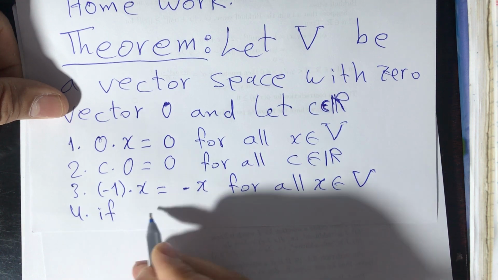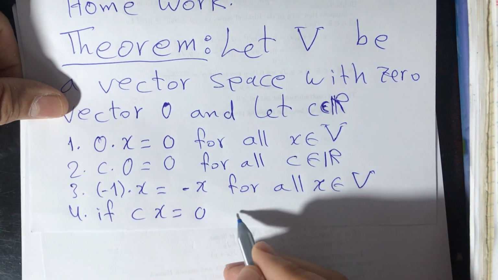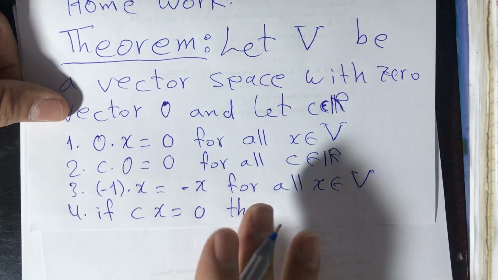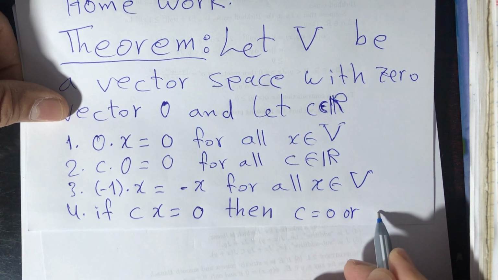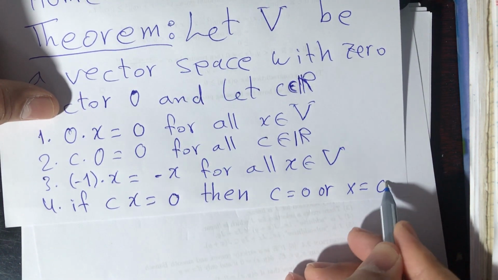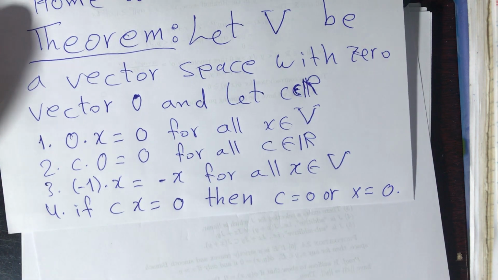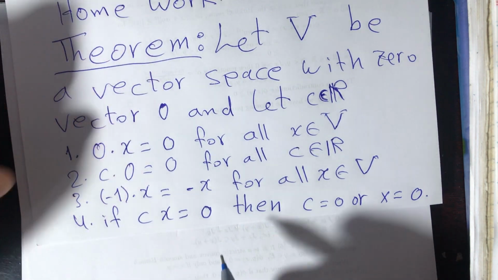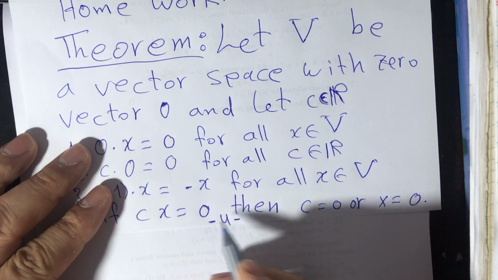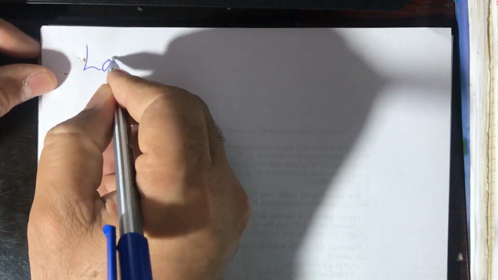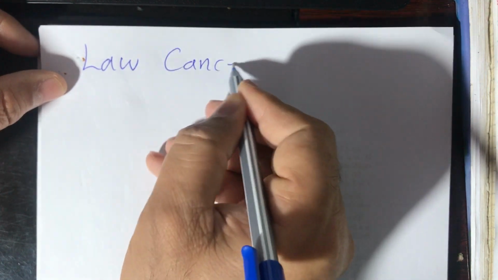Number 4, if cx is equal to 0, then c equals 0 or x equals 0. This is without proof. It's page number 3, this is page number 4. We take now the cancellation law.